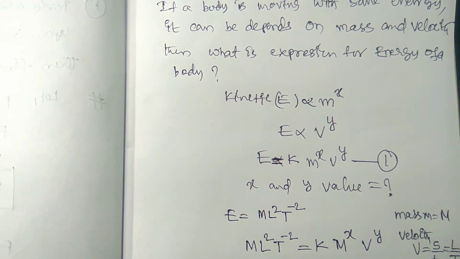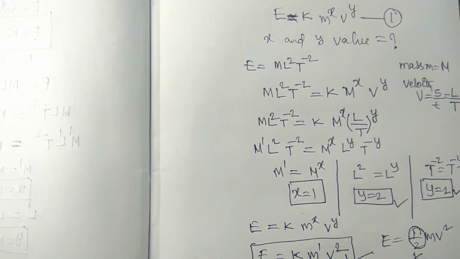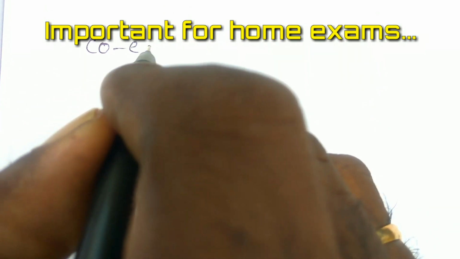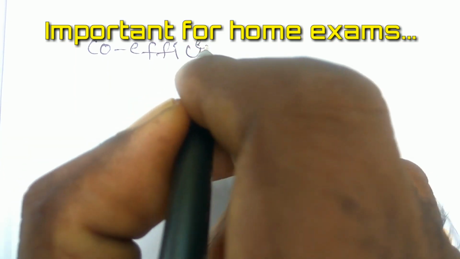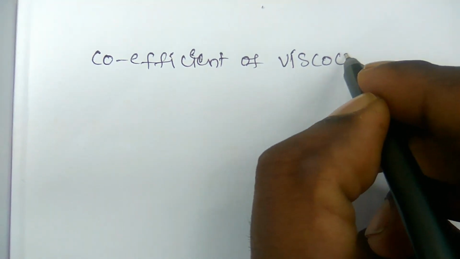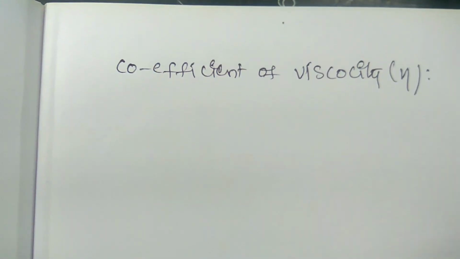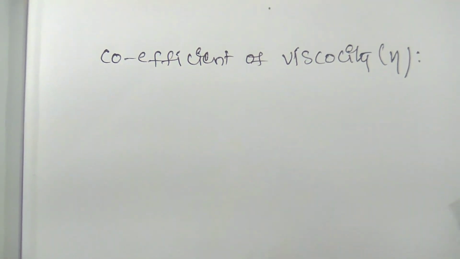So if you don't know the formula of any physical quantity, you can find it by using this method. Here is one more physical quantity we have to remember. They definitely ask in every board examination the dimension formula for that physical quantity, that is the coefficient of viscosity, eta. So what is the dimensional formula of the coefficient of viscosity? You can write that.